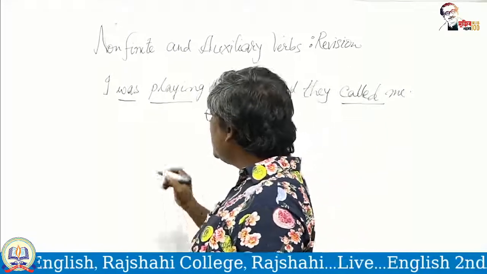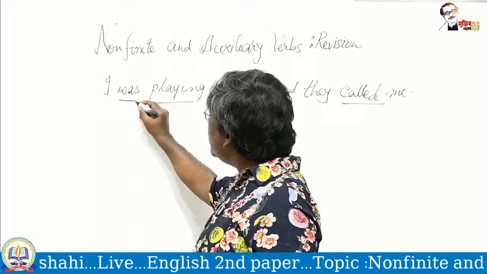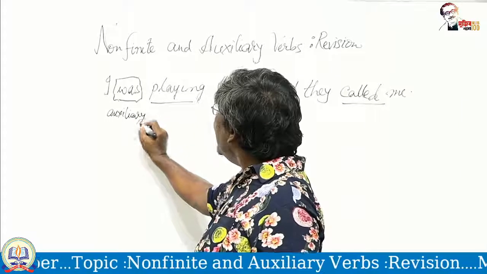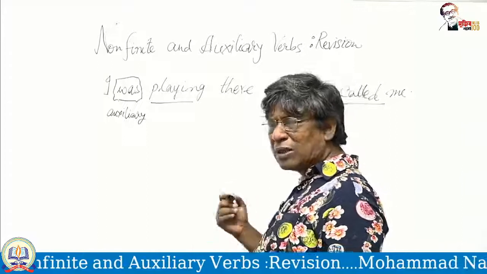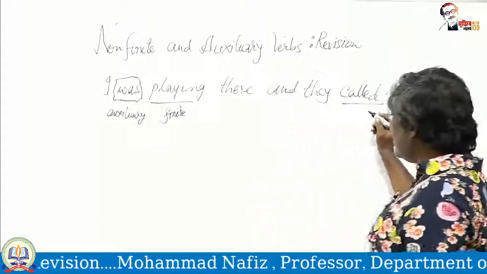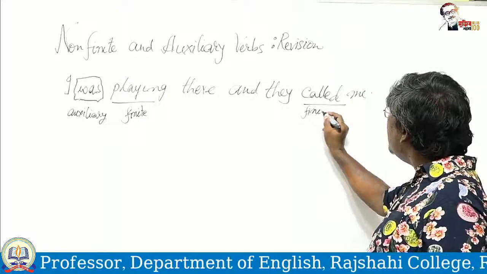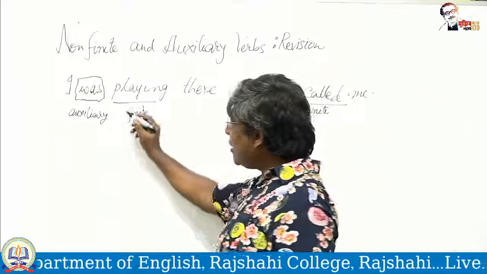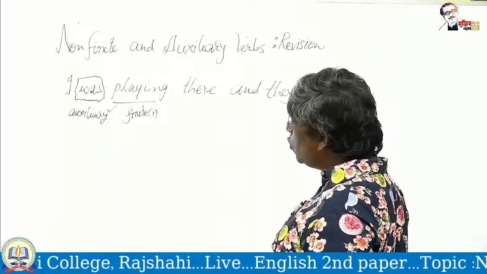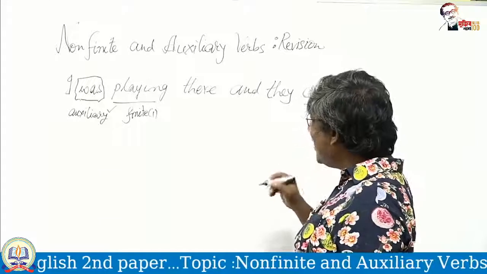Among these three verbs, playing is written in the past continuous form with the help of the be verb was. Was is the auxiliary verb. And since playing is in the past continuous tense form, we call it a finite verb. And again, called is in the past indefinite tense form, therefore it is also a finite verb. So, we have an auxiliary verb and two finite verbs in this sentence, and since we have two finite verbs in the sentence, this sentence has two clauses.